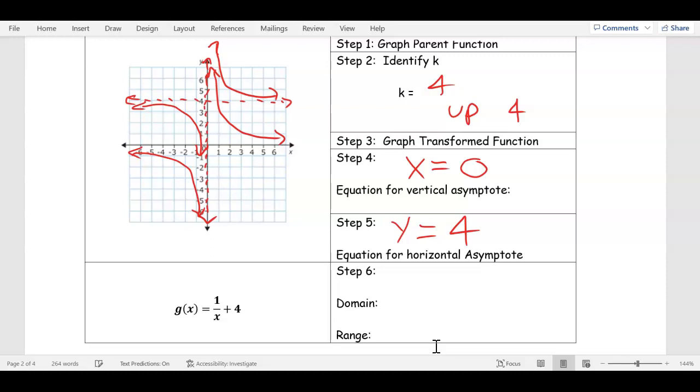Just flash them, right? Okay, so let's do that on step 6. What do I put for domain? X is anywhere but 0, so x is not equal to 0. Range, y is anywhere but 4, right? So, do you understand how vertical shifts work? Who said no? Oh, okay.